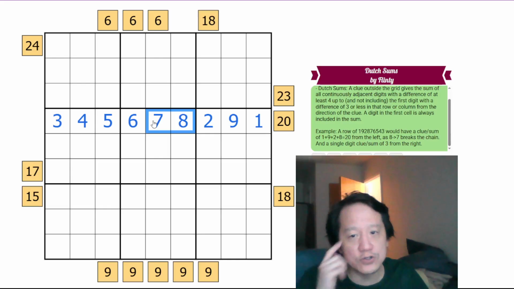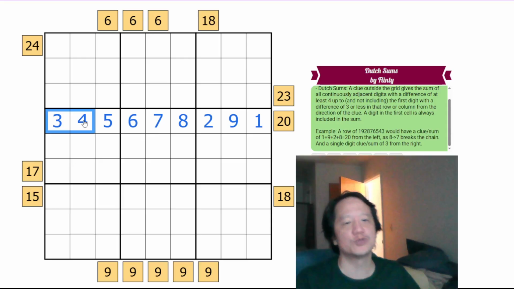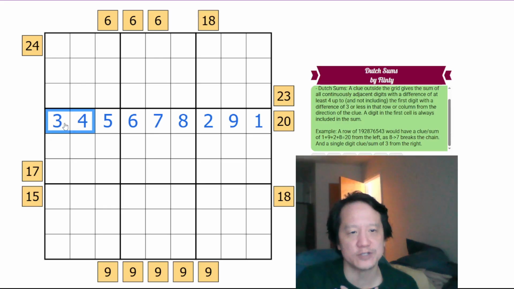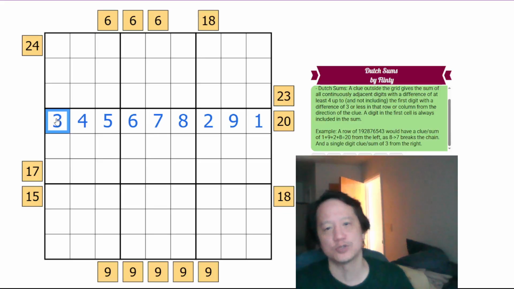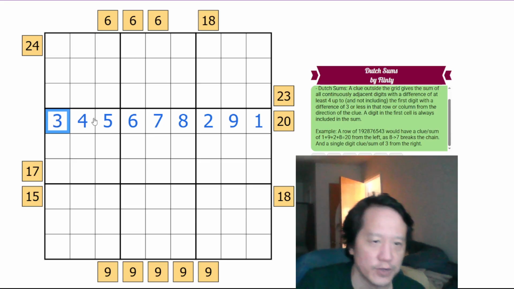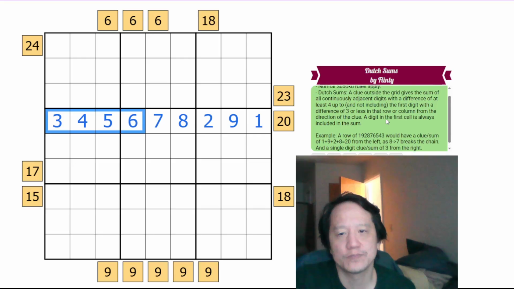And a single clue sum of 3 from the, well, left in this case, right? Because the difference between 3 and 4 is 3 or less, so therefore that breaks the chain. So you just have the sum of the first digit, which is just 3. So this would be 20 in this direction and 3 in this direction here. And that's an example of how Dutch sums work.